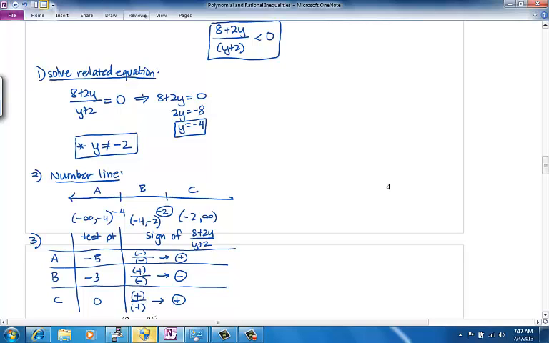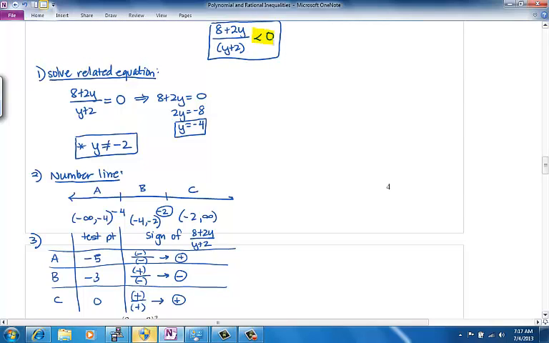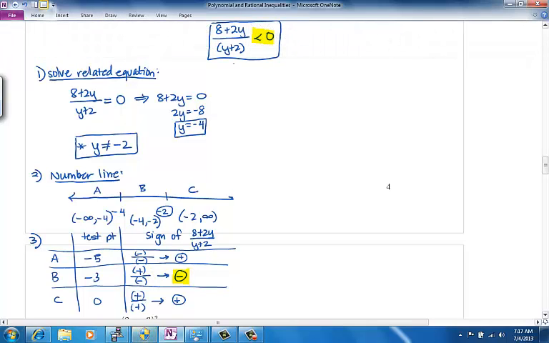And then I go back and I look, I wanted to know where the expression was less than 0, so I would take interval B where the factors gave me a negative quotient. So the solution here is just the interval from negative 4 to negative 2.